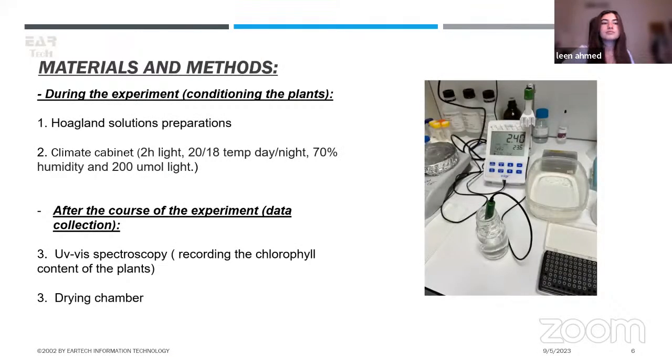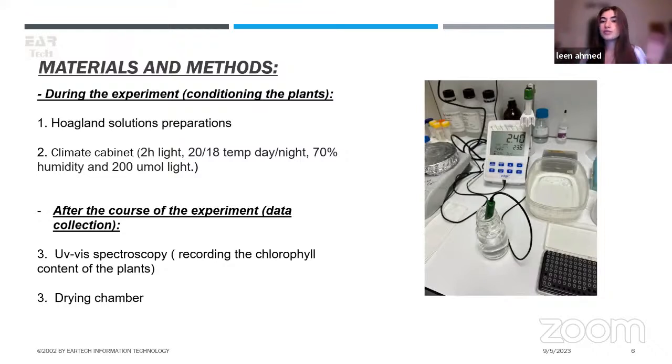So up next, for materials and methods, I have separated it into two parts. The first is the experiment methods, so basically when we were actually conditioning the plants to specific environments. And the second portion is after the course of the experiment, so how we collected our data and how we were able to reach the specific graphs that I will be showing later on.